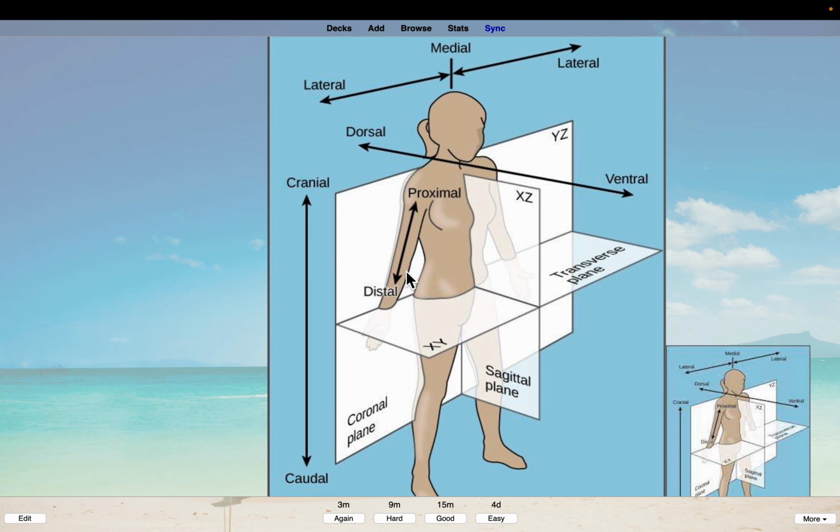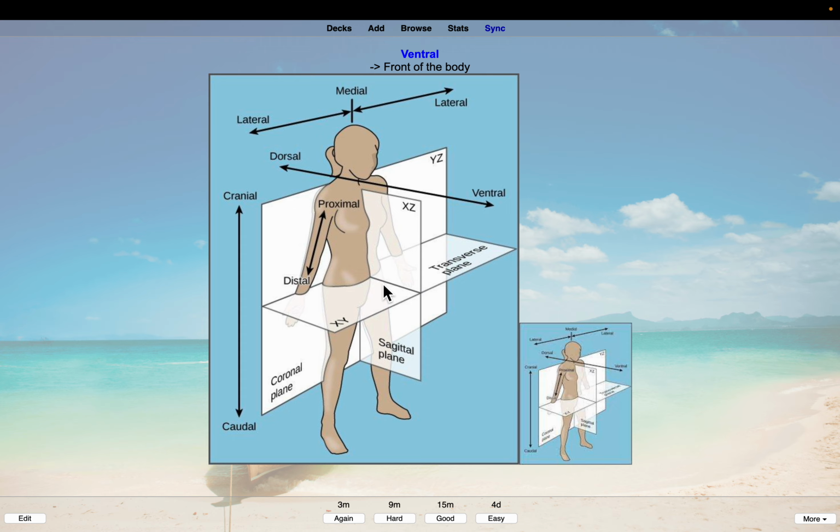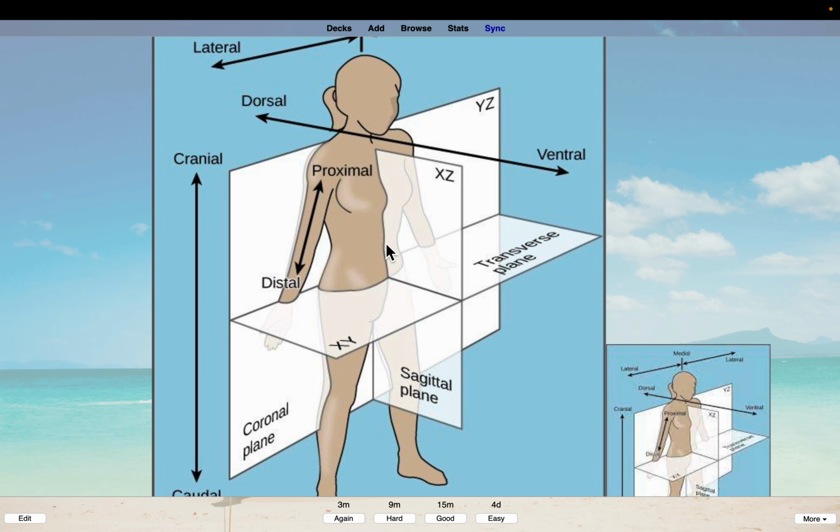Distal, pertaining to, I believe, the upper limbs. Can't be more specific than that. Transverse plane, by the way, divides the body into two parts, one is the upper region, one is the lower region. This is the transverse plane.